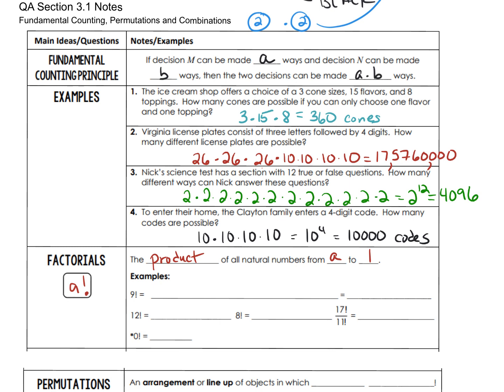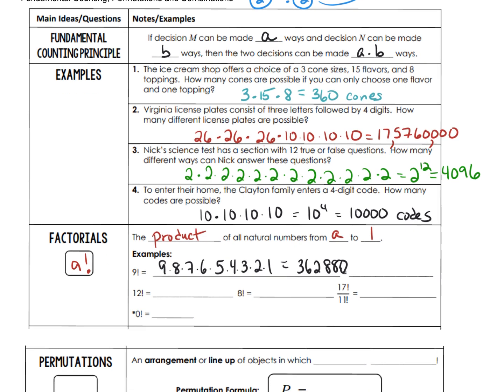So for example, 9 factorial is 9 times 8 times 7 times 6 times 5 times 4 times 3 times 2 times 1. So if I do this, I just do 9 times 8 times 7 times 6 times 5 times 4 times 3 times 2 times 1. I get 362,880 as my factorial. So a really, really big number. So these get really big really quick.